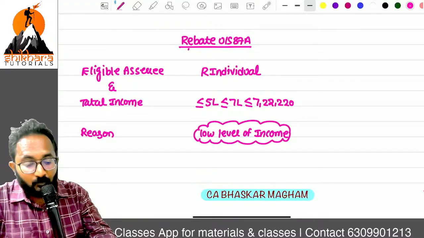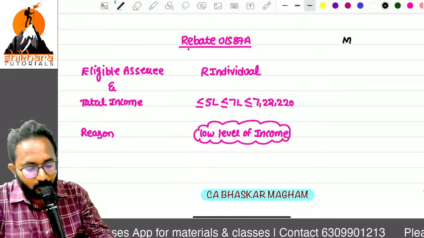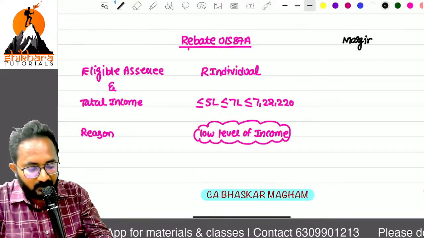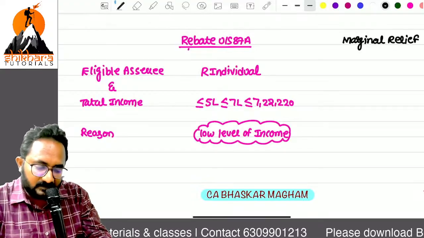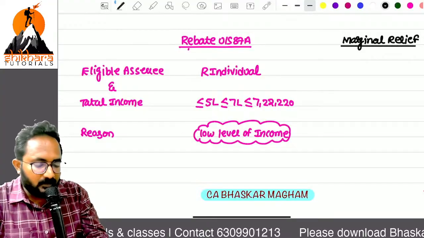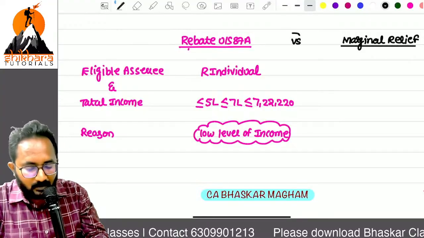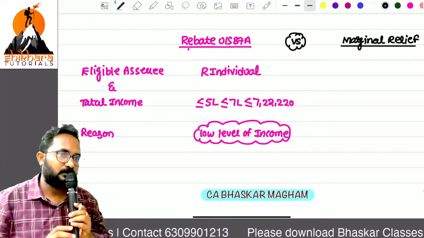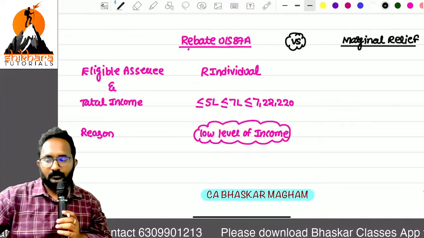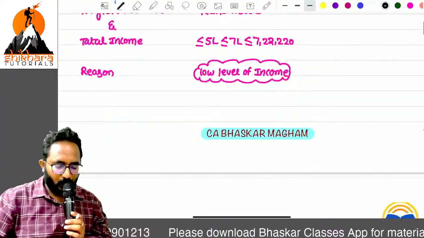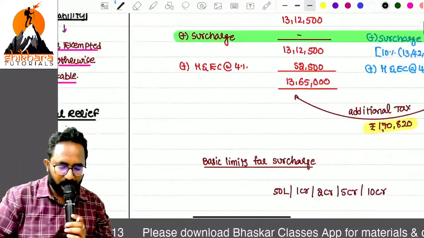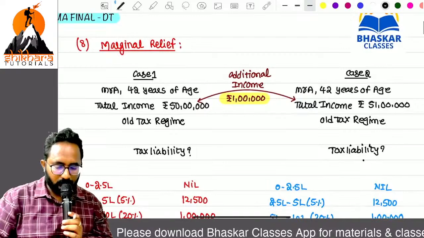Now I want to start the most important concept, marginal relief. Shall we start the marginal relief concept? Then after we can find the differences between rebate and marginal relief also. Clear? Please take a pen and paper and you have to compute a few things on your own.